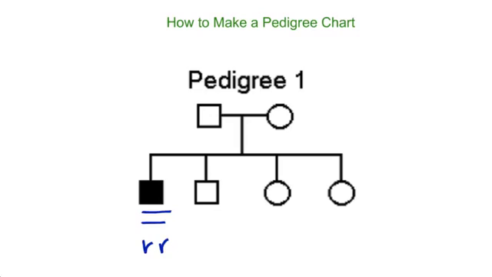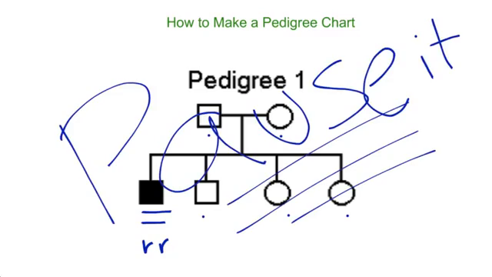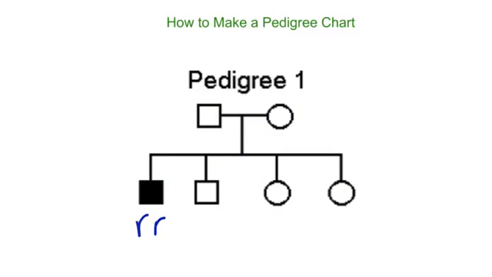So what's the genotype of both our parents? And what are the genotypes of the other offspring? Pause the video now and try and answer it. So let's start with the parents.